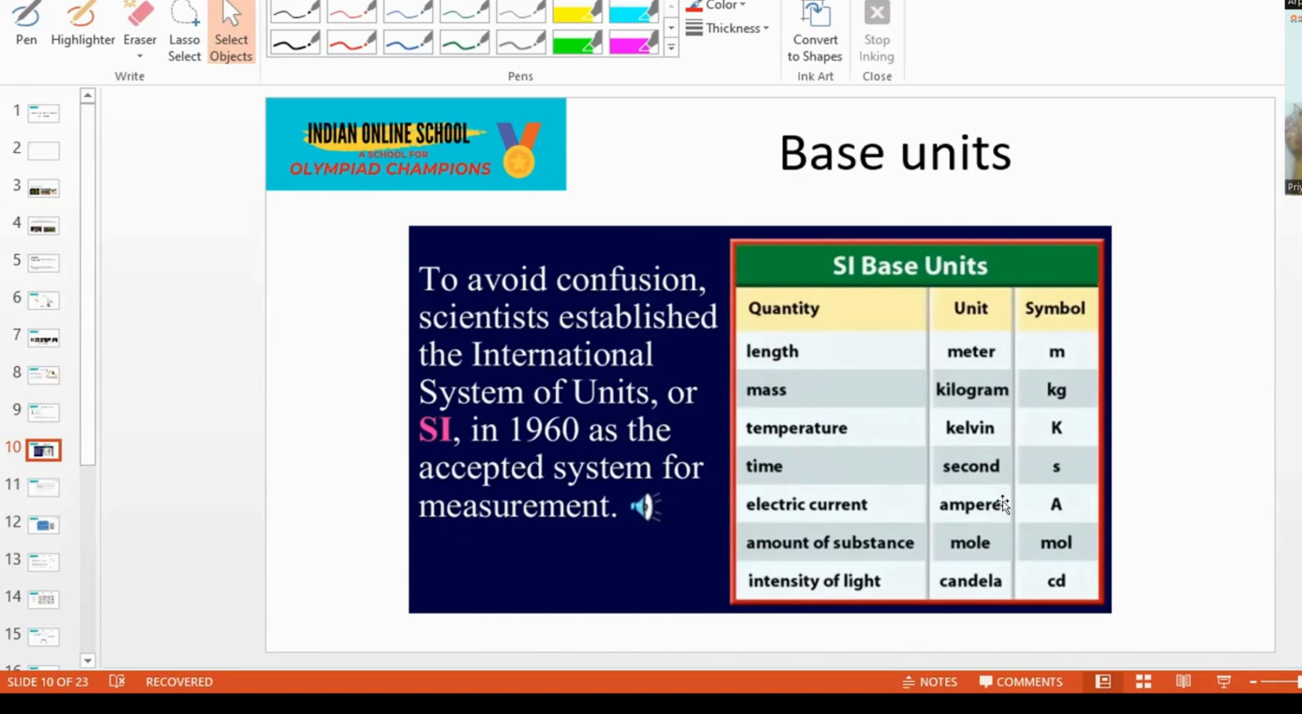Arpan, you want to ask? Yes. Ma'am, when we measure a hand span, from where are we measuring it? From the tip of your thumb to the tip of your middle finger. Okay, clear?